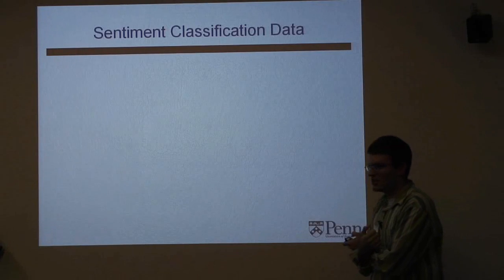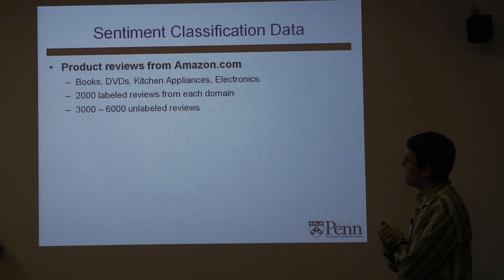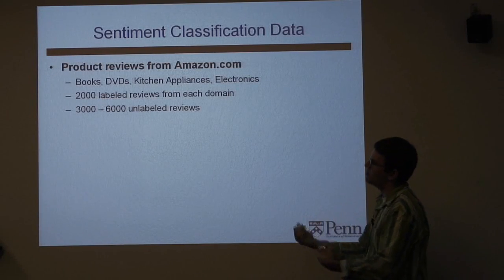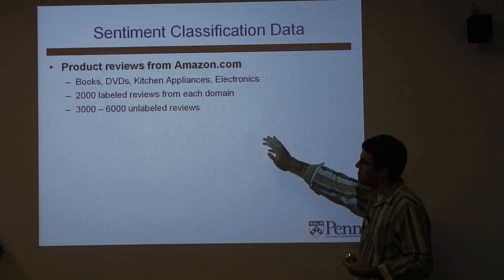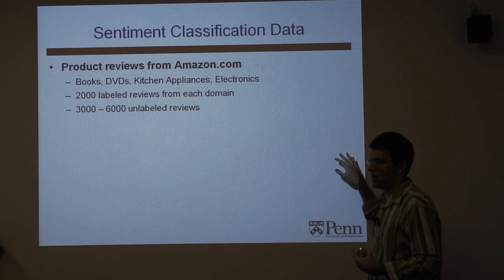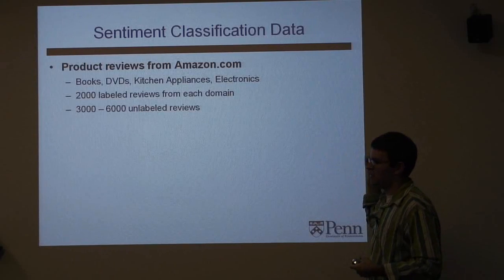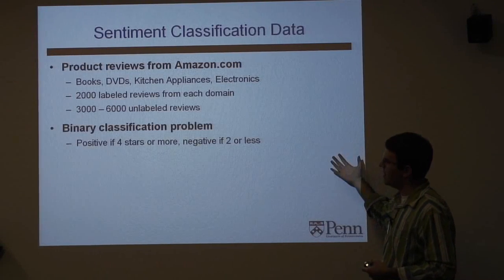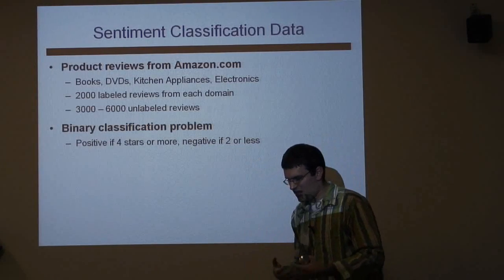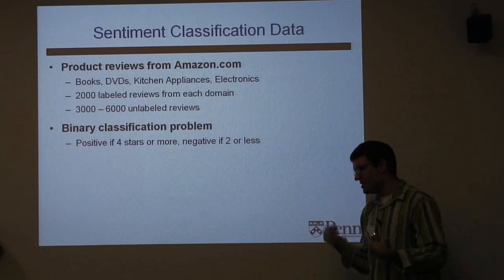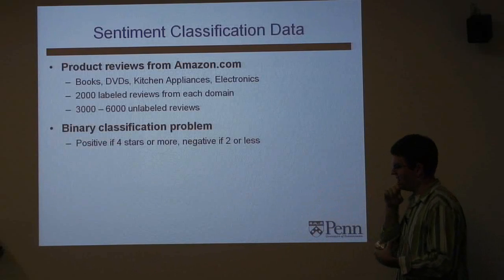Okay, so let's go on to the experimental results. First, for sentiment classification, all our data is from Amazon. We just crawled the Amazon site and pulled down a bunch of reviews. These are books, DVDs, kitchen appliances, and electronics. These are our 4 domains. We had 2,000 labeled reviews from each, and between 3,000 and 6,000 unlabeled. We treat this as a binary classification problem. Each review has a set of stars. We take things that are 4 and 5 stars and call them positive, 1 and 2 stars and call them negative.